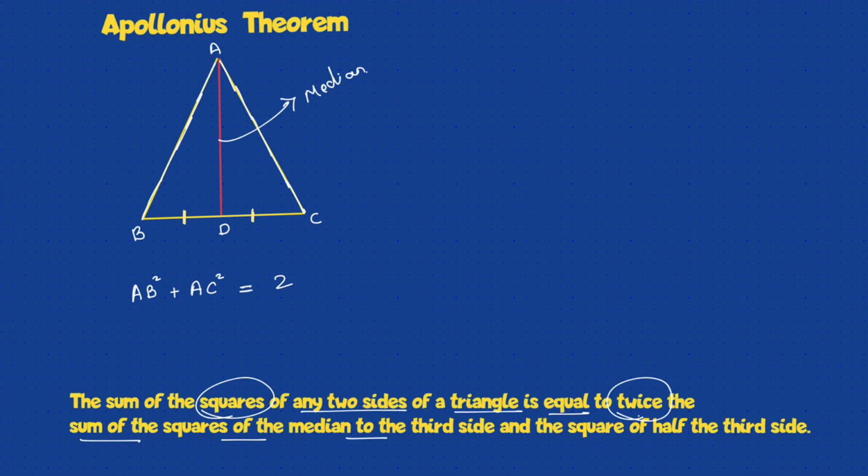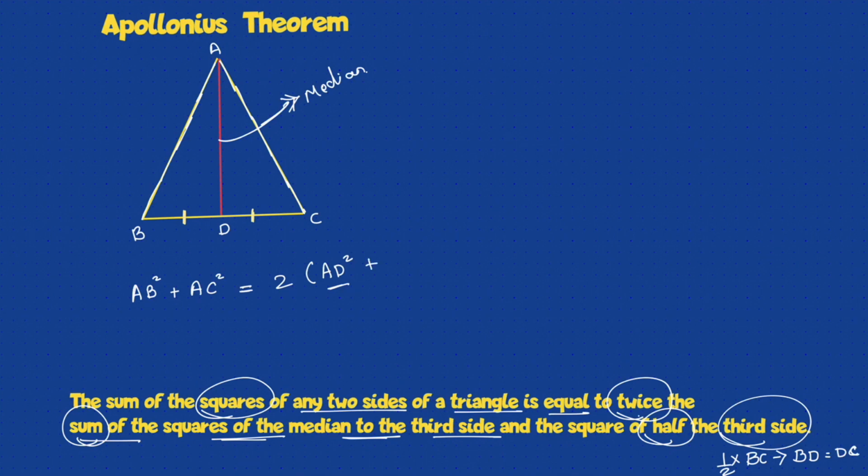Okay, the sum of squares of the median. What is the median in this triangle? AD. So it is equal to twice the sum of the square of the median to the third side and the square of half of the third side, right? This is equal to the median square plus the square of half of the third side, which is my third side BC. What is half of that? BD or DC, right? Because the median has bisected, BD is equal to CD. So write any one of them. I'm writing here DC or CD. Okay, that's it. That is your Apollonius principle.